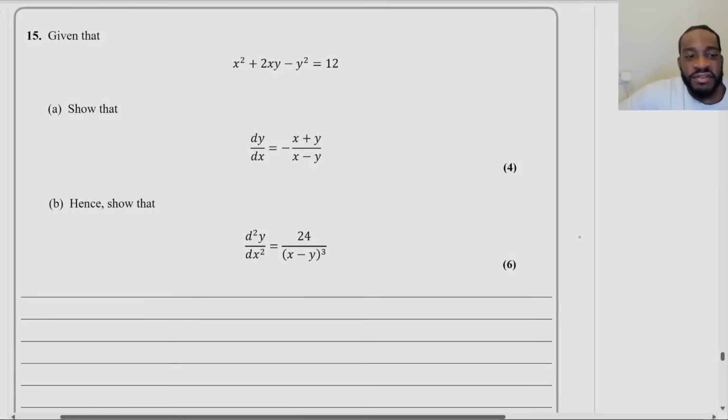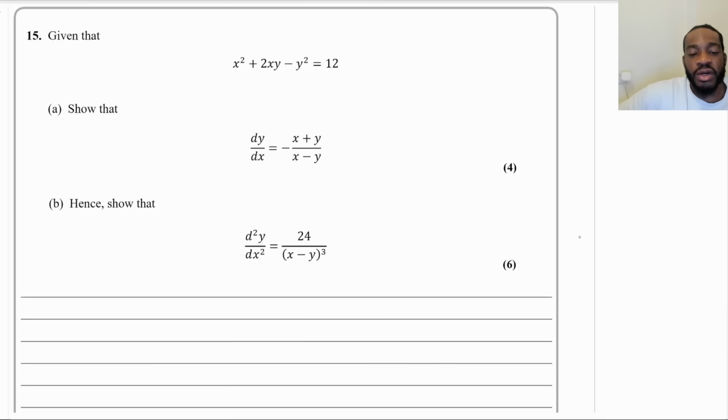All right, so question 15 says x squared plus 2xy minus y squared is equal to 12. Part A says show that dy/dx is equal to minus (x plus y) over (x minus y) for 4 marks. So this is just standard implicit differentiation, standard part A. So let's start. I've got x squared plus 2xy minus y squared is equal to 12. And then obviously we've got to differentiate with respect to x on each term.